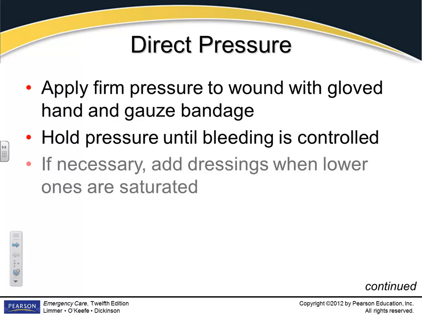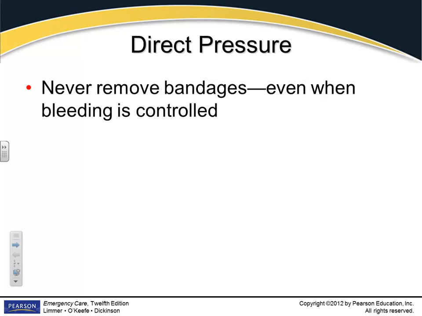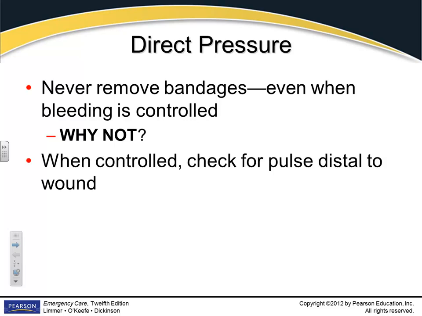Hold pressure until bleeding is controlled. Add new dressings over the other ones as they become saturated. Don't remove the bandages. Why not? I already told you. Clots, yeah, you don't want to disrupt the clot. Now, once you control the bleeding, still go and check for distal pulse. What exactly does that mean, a distal pulse? The pulse is going to be further away from the injury. So if I've got the injury right here, what's my distal pulse? It's going to be my radial, that's right.